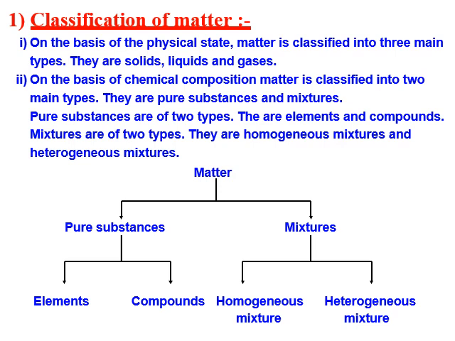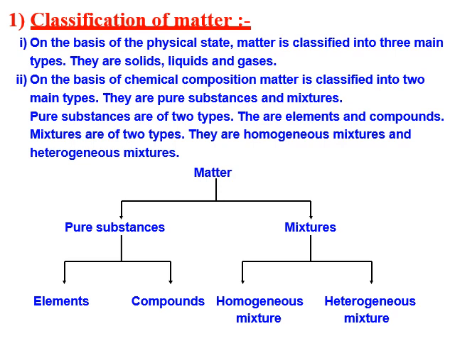Now coming to classification of matter. As we know, matter is anything which has mass and occupies space. According to the basis of physical state, matter is classified into three main types. They are solid, liquid and gaseous state. And on the basis of chemical composition, it is also classified into two main types. They are pure substances and mixtures.